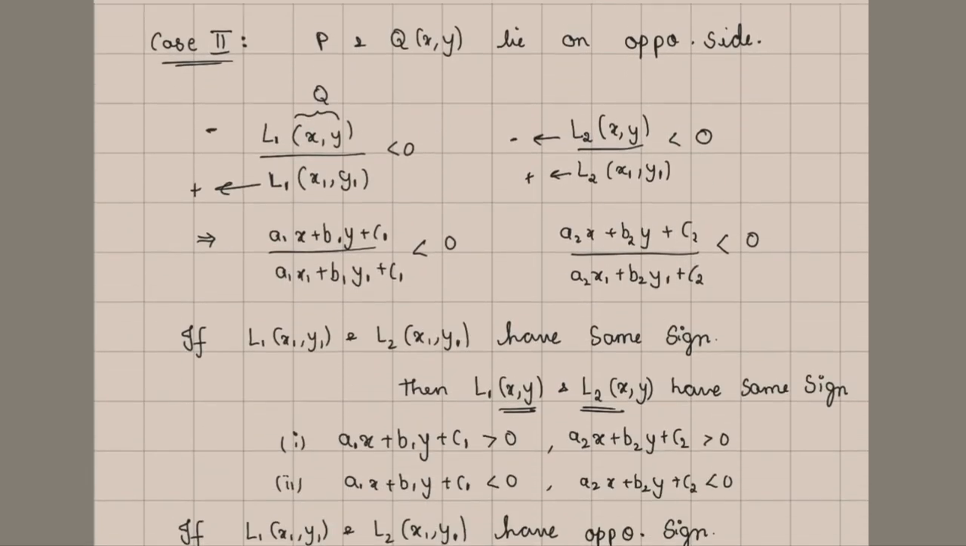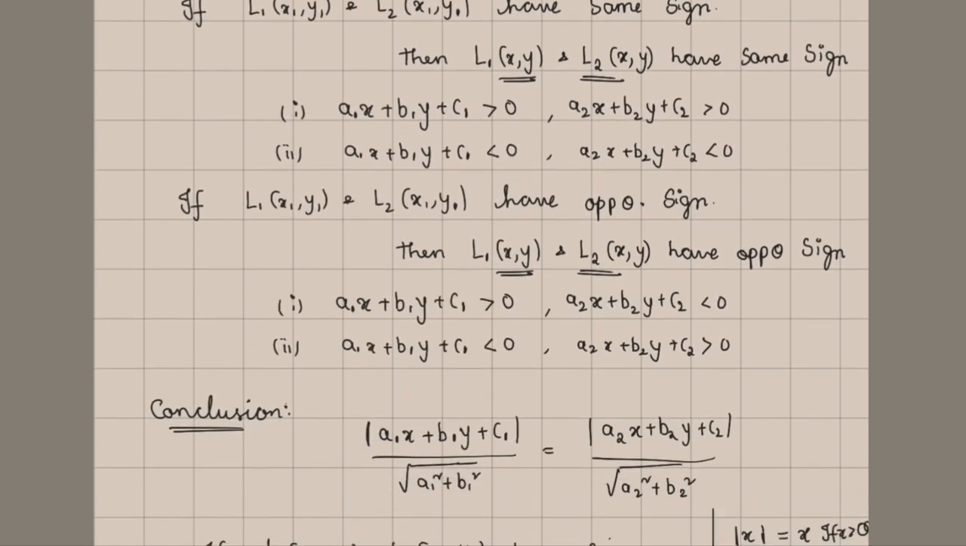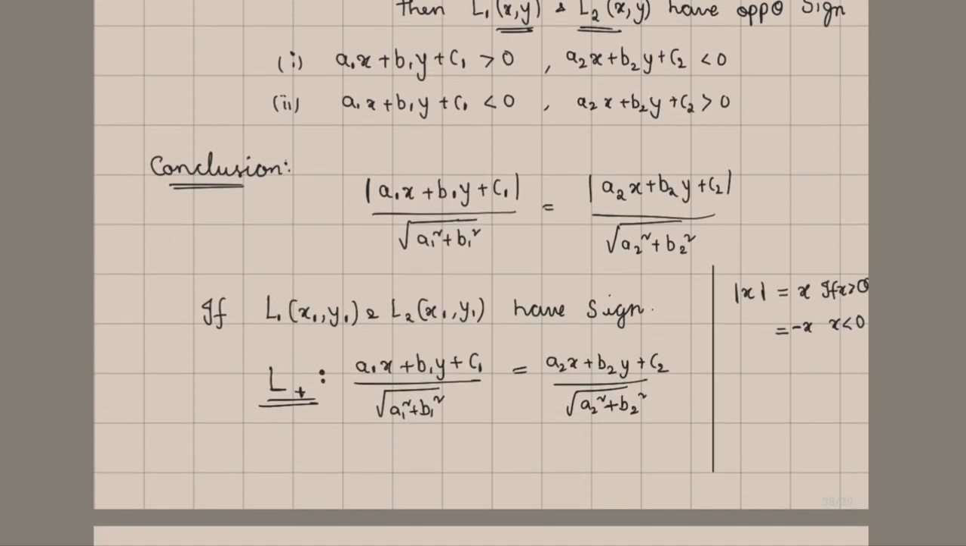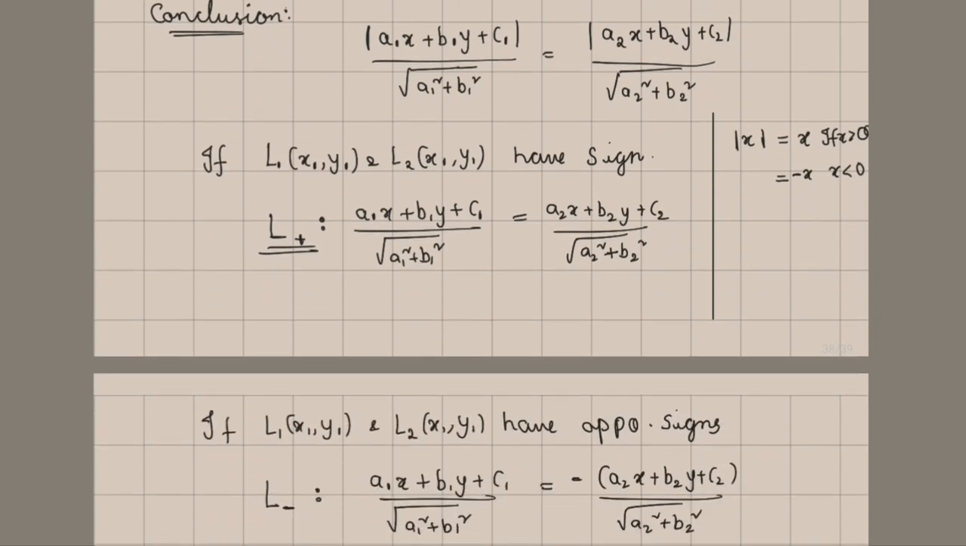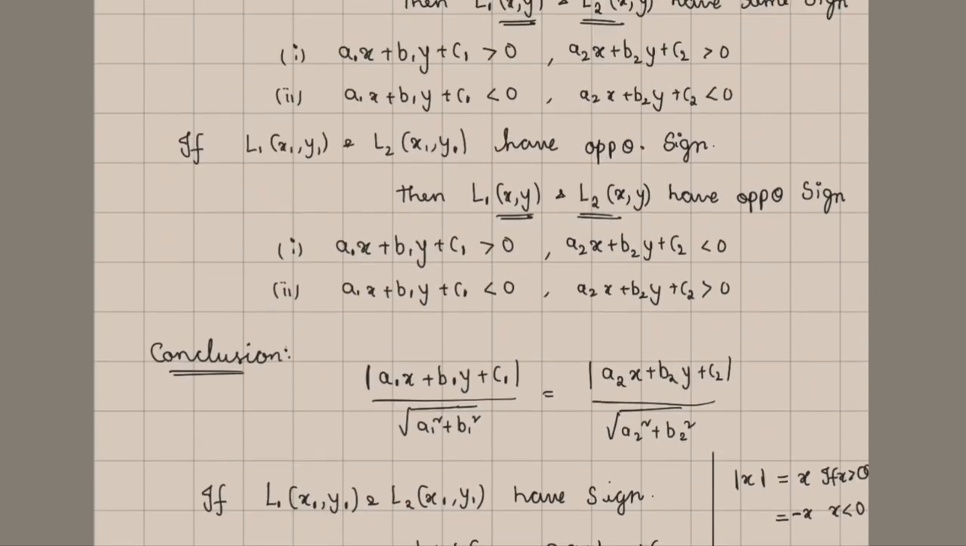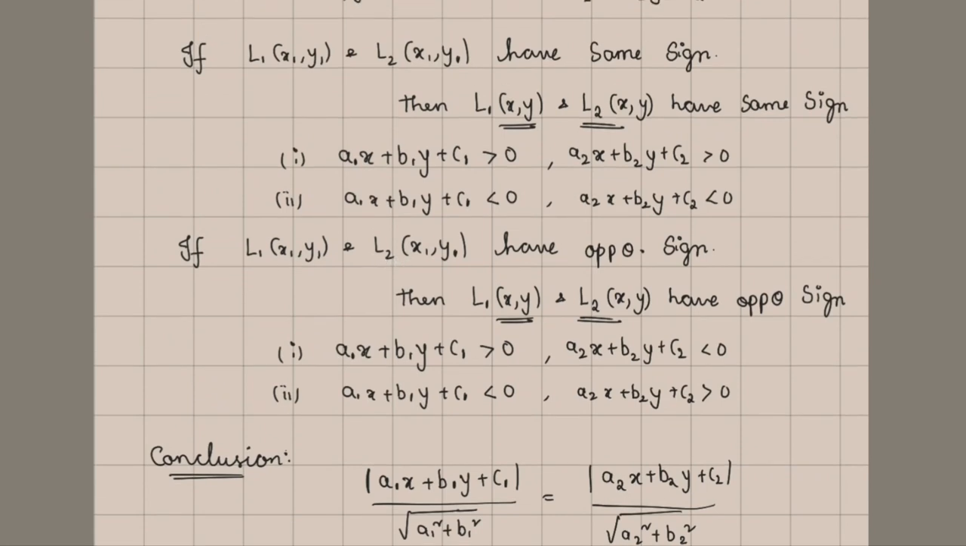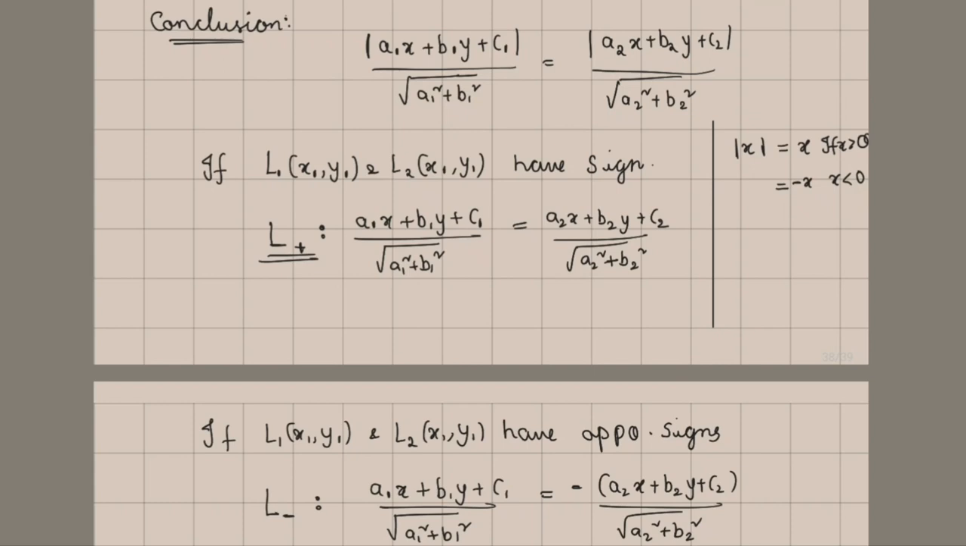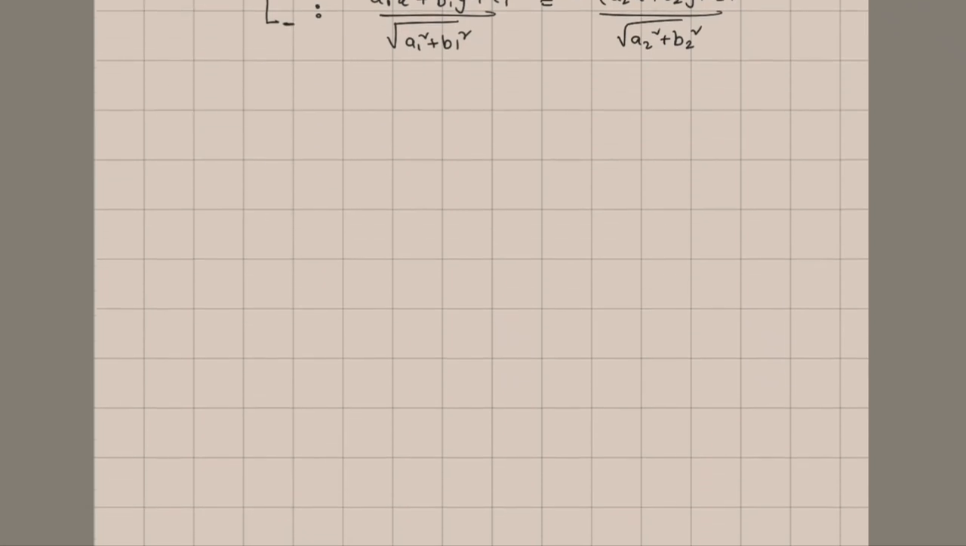Similarly, for case 2 also, we got the same cases. So when you substitute these cases in the equation of bisectors, we got the final conclusion: if L1 of x1 comma y1 and L2 of x1 comma y1 have the same sign, then the bisector will be L plus, which is this equation. Similarly, when they have opposite signs, then L minus is the bisector. You need to substitute the given point in the line equations L1 and L2. Let's see a small problem.